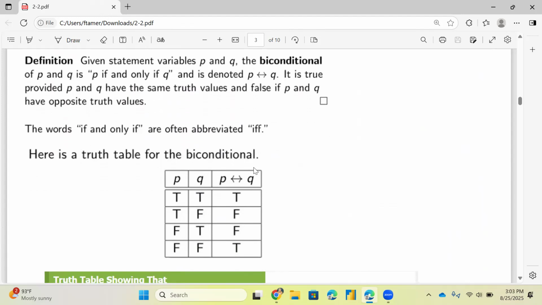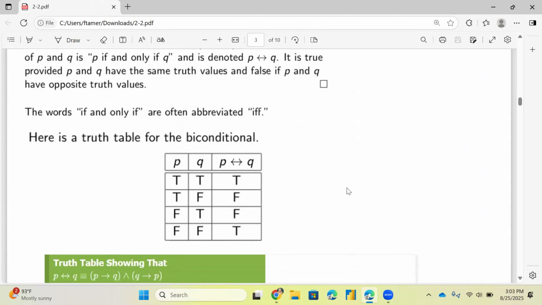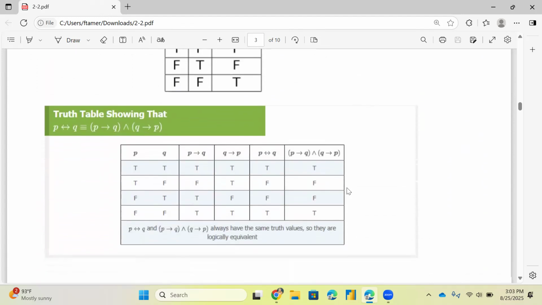And if you look at the truth table for the biconditional, they both have to have the same status. If they are both true, then it is true. If they are both false, it is true. But if they have different status, the biconditional will give us a false result.